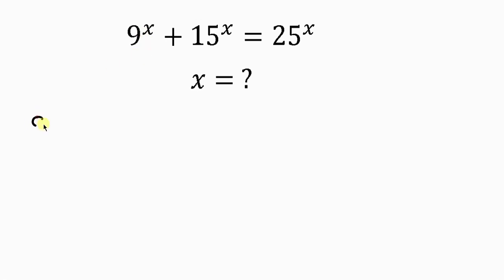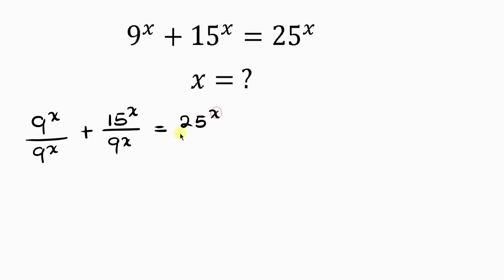So I have 9 to the x, I'll divide this by 9 to the x, plus I have 15 to the x, I'll divide this by 9 to the x. This is equal to 25 to the x, I'll also divide by 9 to the x. Now notice that 9 to the x divided by 9 to the x is 1. So this is 1 plus.